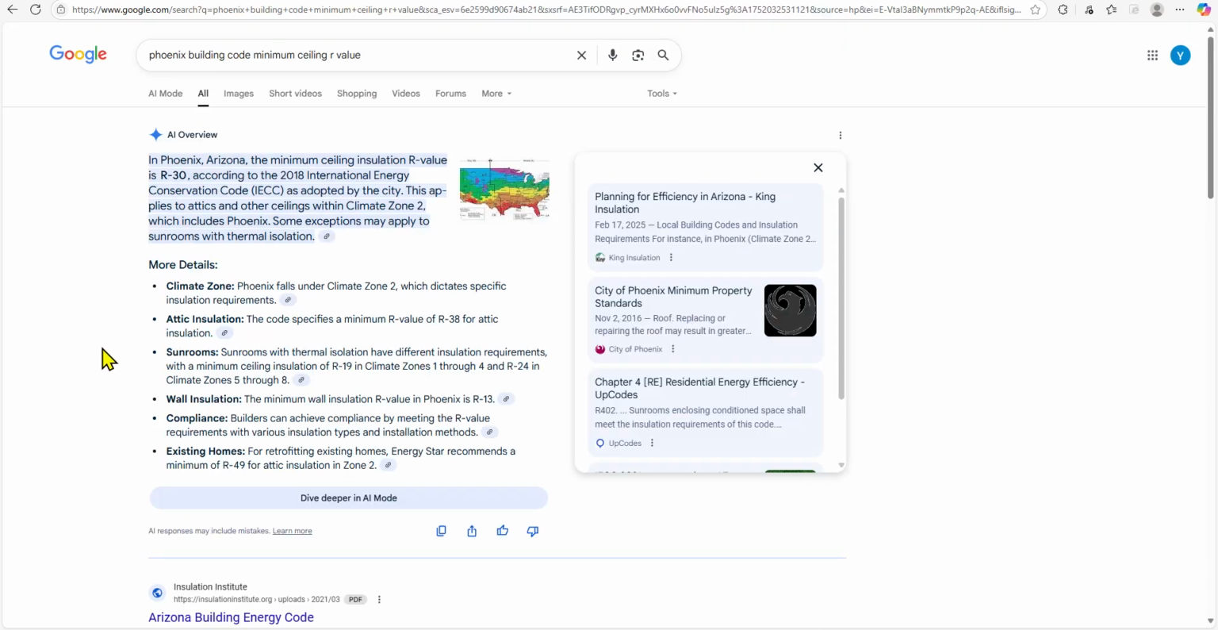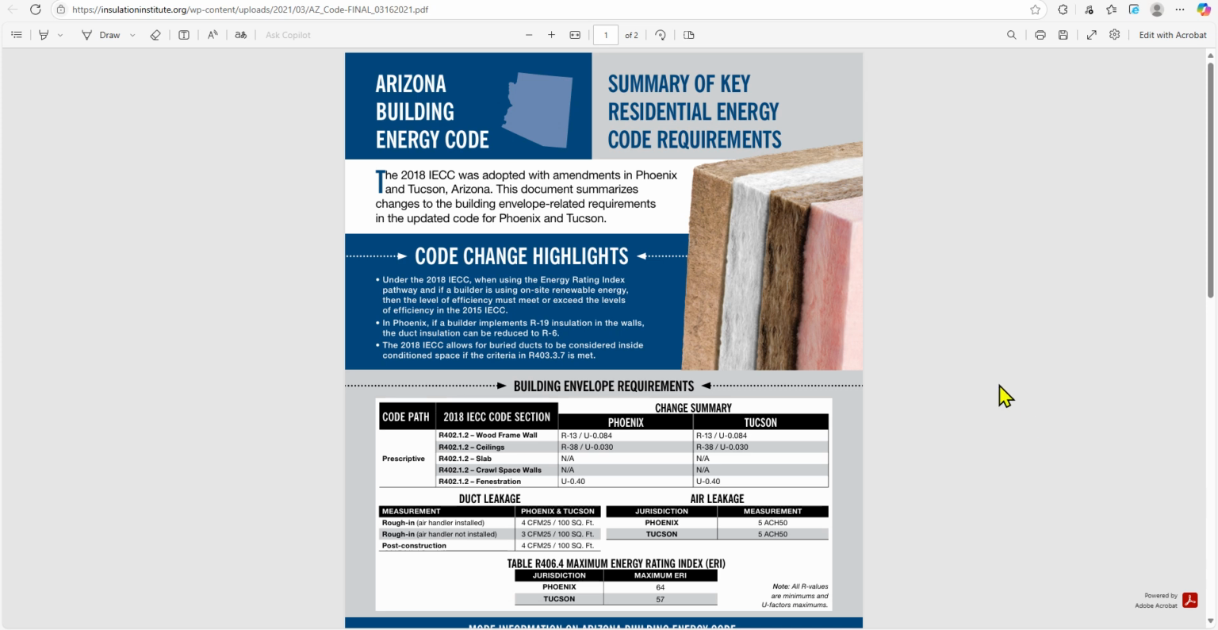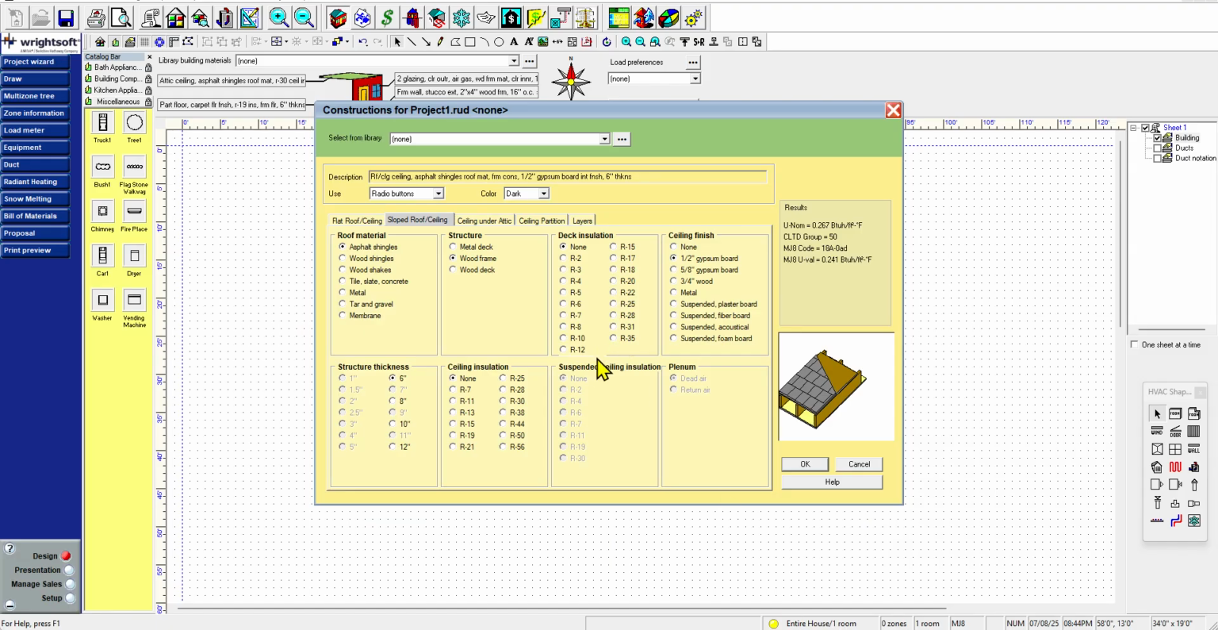Let me see if I can find something a little bit better than that. Here we go. Arizona Building Energy Code. Okay, right here. Phoenix. We have for a ceiling, a wood frame, R13. We did that. Okay. And ceiling is R38. Let's go over here. R38.